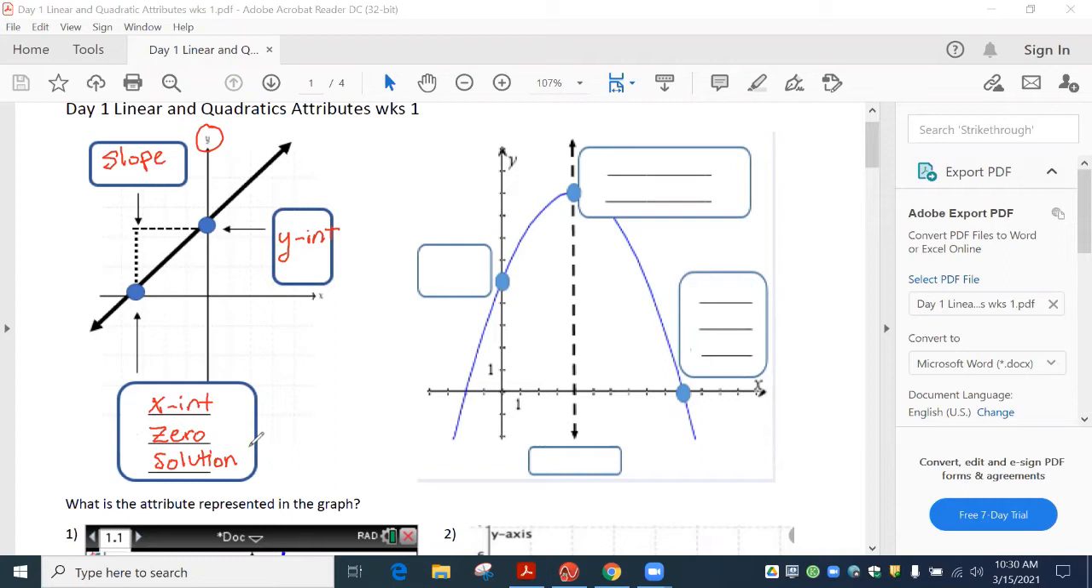Okay, so make sure you're writing these down. Put those down. All right, so we want to make sure that we know these because they're really, really easy.